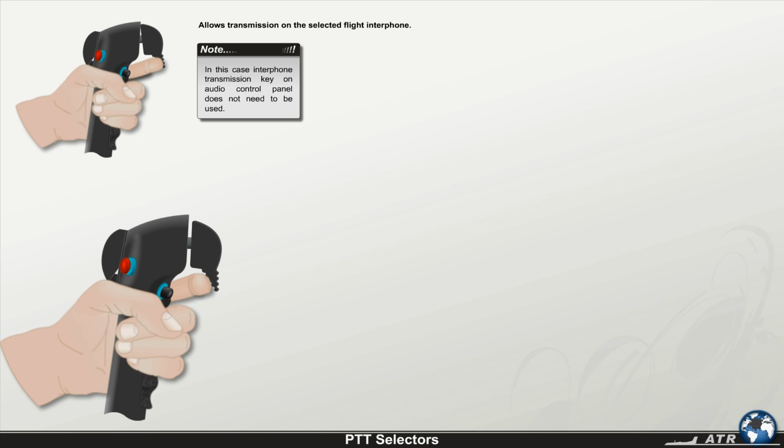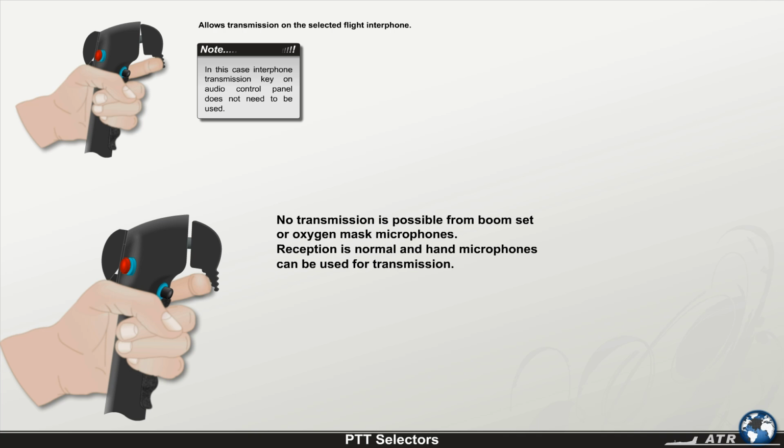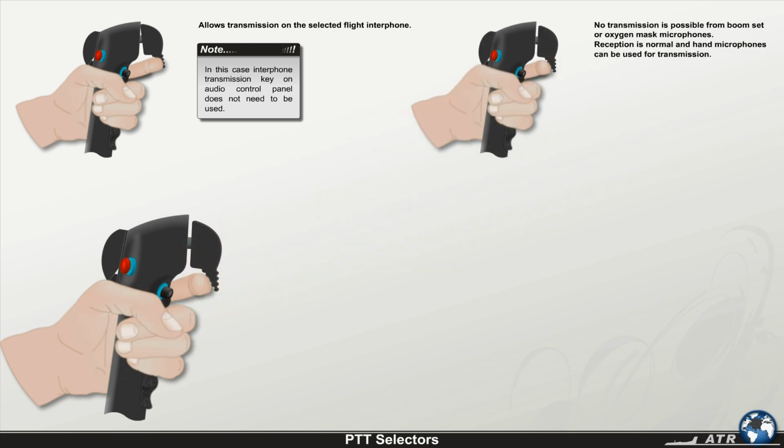When the push-to-talk selector is in the central position, no transmission is possible from the boom set or oxygen mask microphones. But reception is normal and the hand microphones can be used for transmission. When the push-to-talk selector is pushed to the backward radio position, the boom set or oxygen mask microphones are connected for transmission on the selected communication radio.